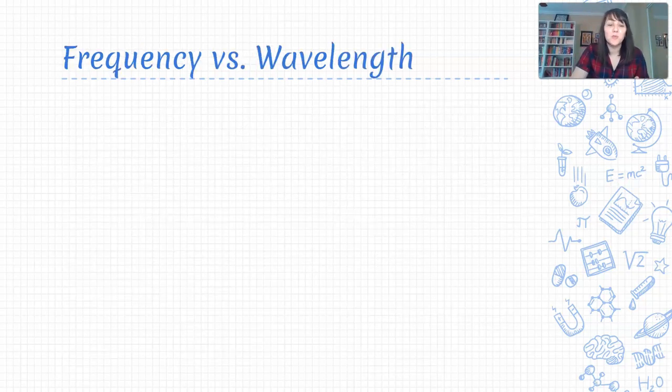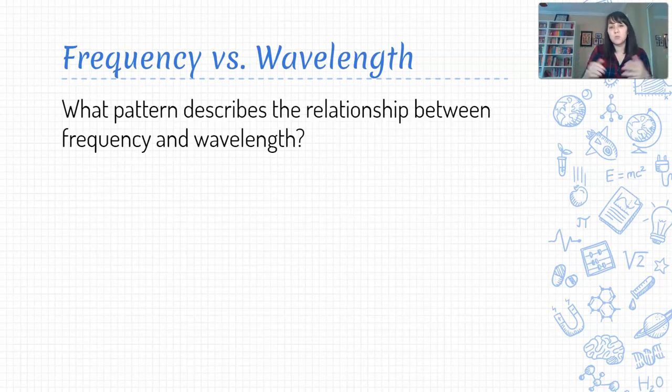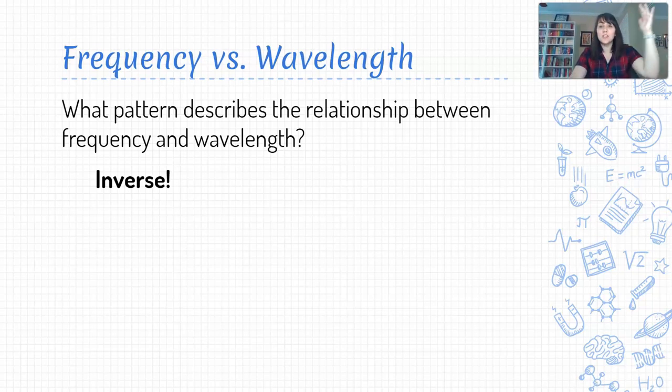Let's dive into one more relationship as well, which is frequency and wavelength. So what relationship did you find between frequency and wavelength? Still an inverse relationship, okay? So if we double the frequency, the wavelength drops in half, as does the period, okay? So still an inverse relationship between both frequency and wavelength.